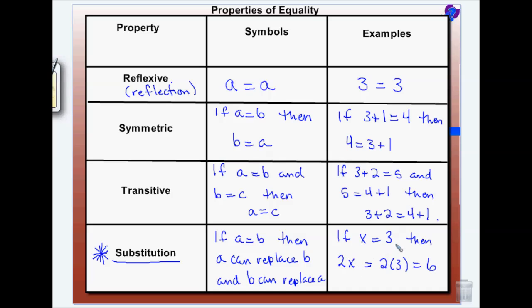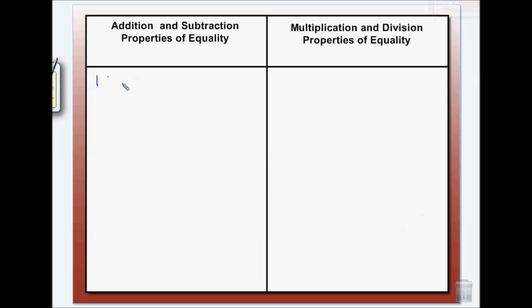So I'm saying, if x is 3, then 2x is the same thing as 2 times 3. So we're replacing the x with the 3. Use these a lot for solving too. So if A equals B, if I add the same thing to both sides, they stay equal. Or if I subtract the same thing from both sides, they stay equal.